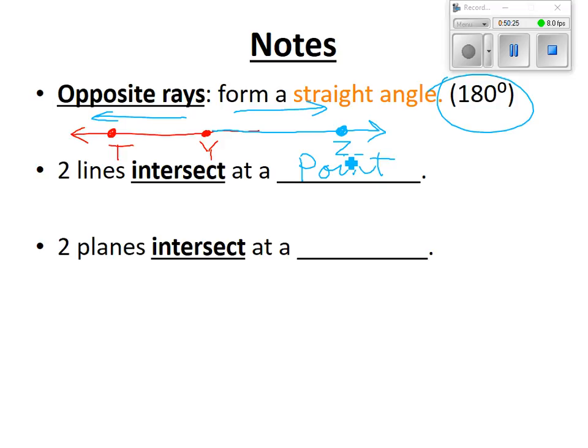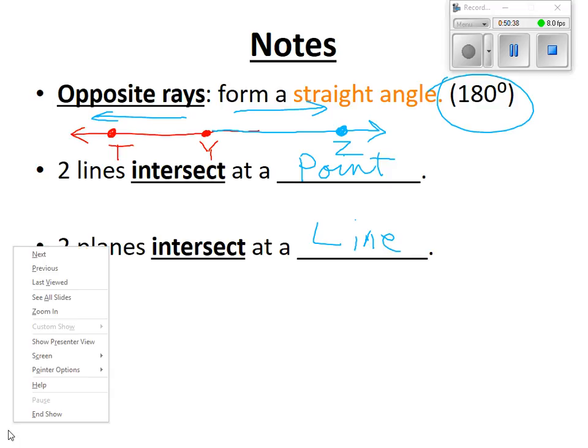Two planes intersect at a what? Line. And again, I was just too lazy to write the whole thing out, because the two planes could actually be parallel. I guess that's basically the only things they could be. Lines could be something else, but we aren't going to talk about that right now.